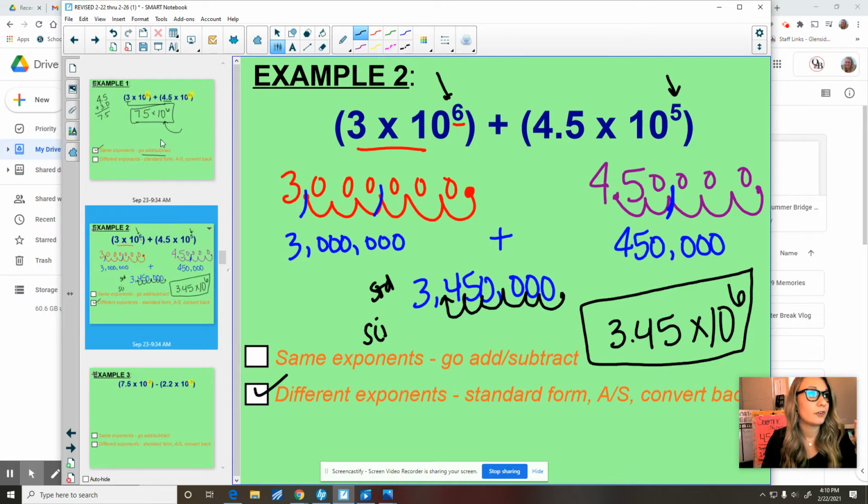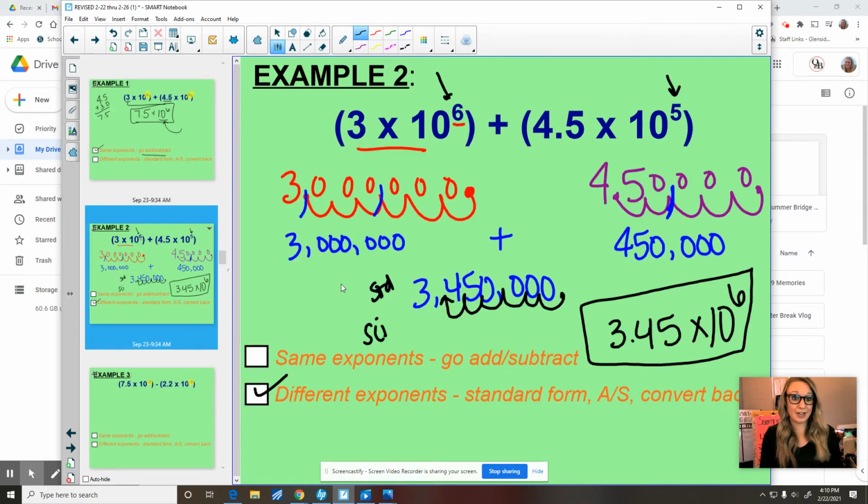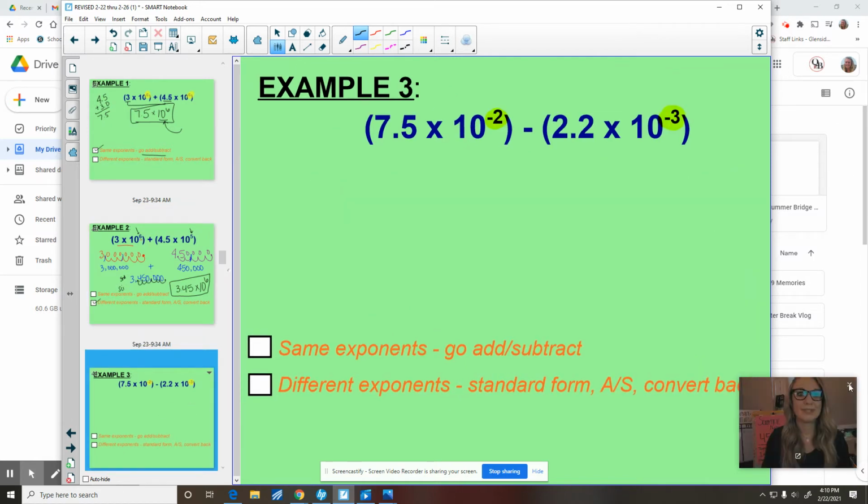And that's your final answer in scientific notation. So look, in the first example, we had the same exponent, so life was easy, and we could just add these two numbers and just keep that power of 10 with the exponent, as long as your final sum or difference is properly written in scientific. In this one, because you had different exponents, you had to convert both to standard, add them, convert back to scientific. Let's look at one more, and let's look at ones with negative exponents, because that's always fun.